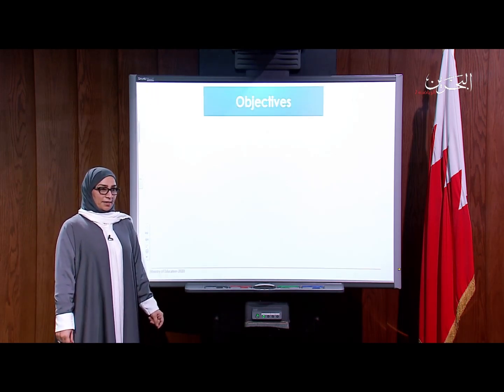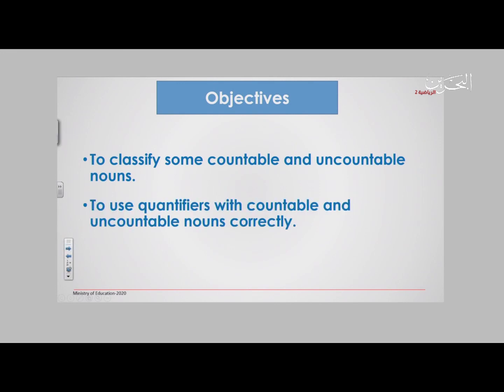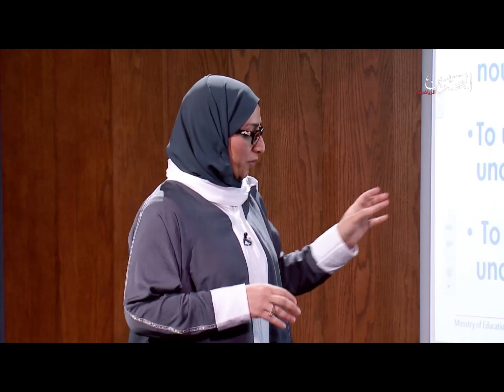Objectives of our lesson: to classify some countable and uncountable nouns; to use quantifiers with countable and uncountable nouns correctly; to write sentences about countable and uncountable nouns with quantifiers. These are the three objectives we are going to achieve today.